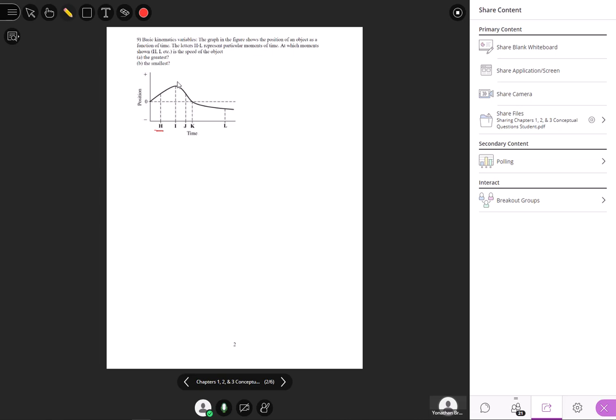Now, I want you to be looking at something. Look at the steepness of that line there, and look at the steepness of the line there. Okay. So someone said point H. Anyone else want to take a stab at it? J. All right, point J. So we've got H and J.